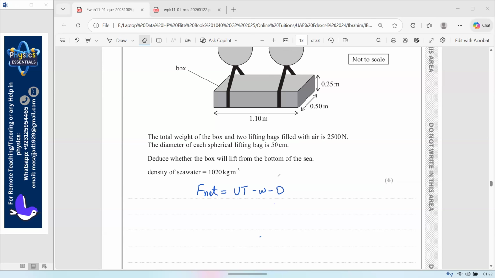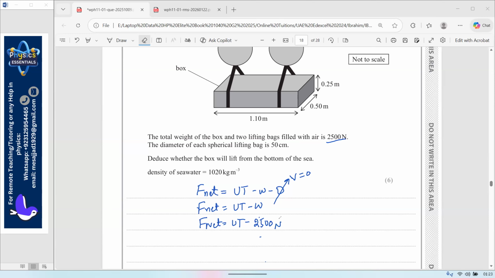Initially, you can say that the velocity is zero, so drag is also zero. So what we are left with is F net equals upthrust minus W. What is the upthrust? The weight is 2500 because it is the weight of the total bag. And now we are going to calculate the value for the upthrust.